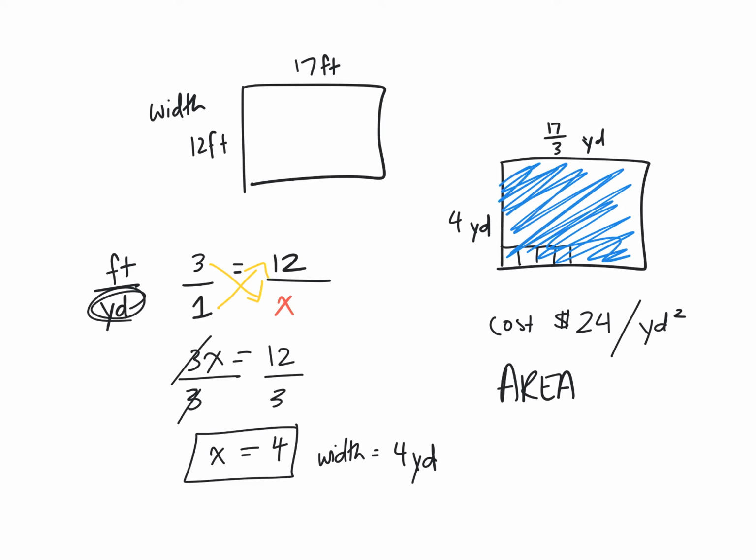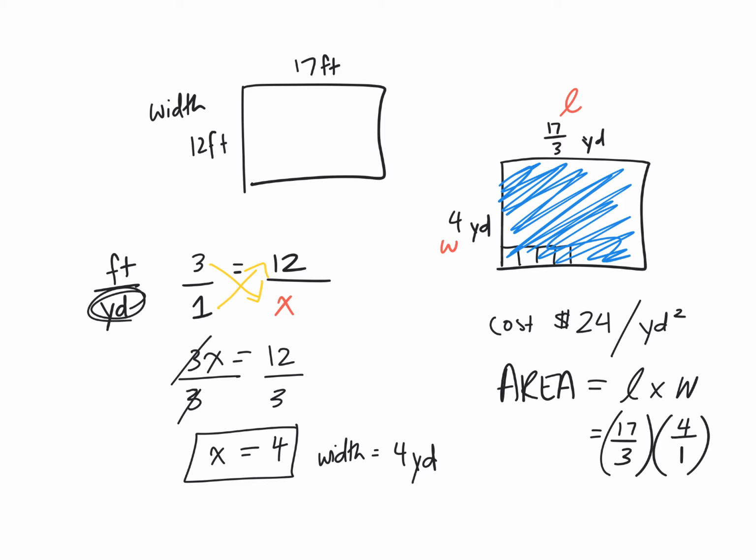So we have to find the area, and now we're working with yards, so I can figure out the cost after. Do you see why we converted it to yards? So we can calculate the cost. So what's the area of the room in yards? How do you find the area of a rectangle? Length times width. What was the length? The length was 17 over 3. And what's the width? Times 4.